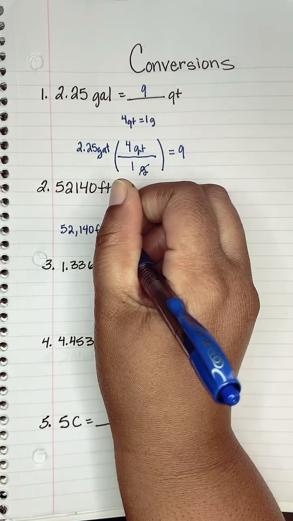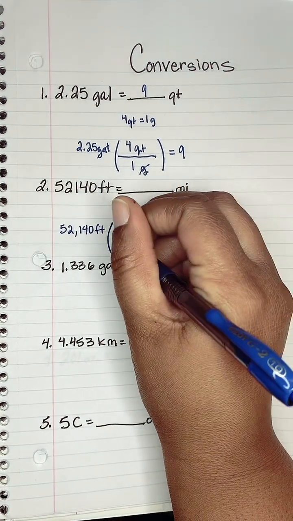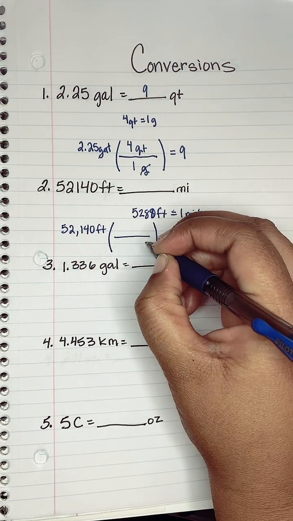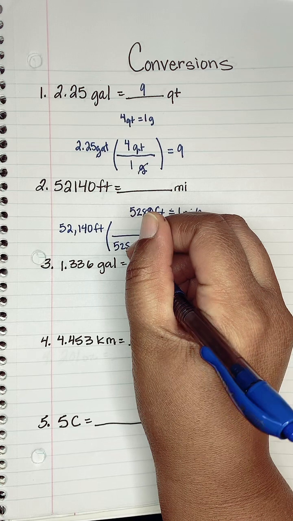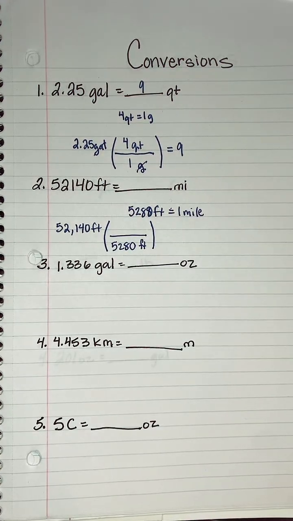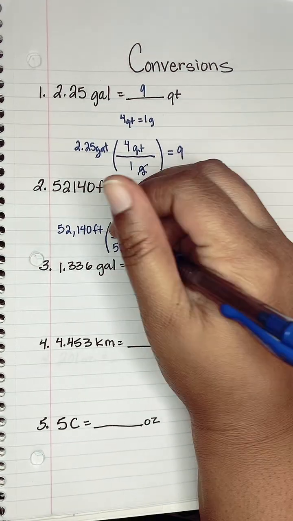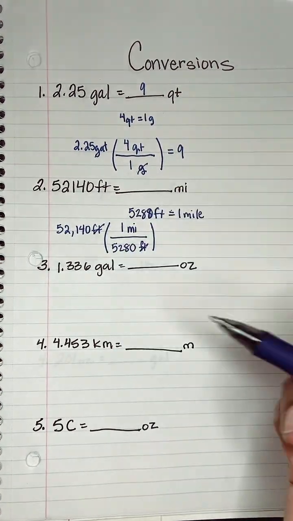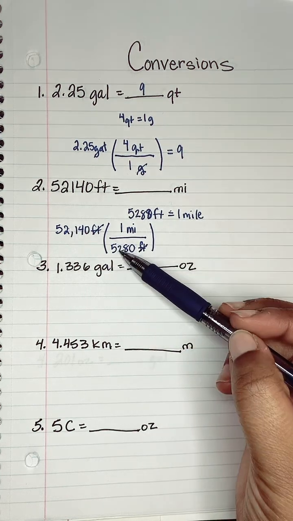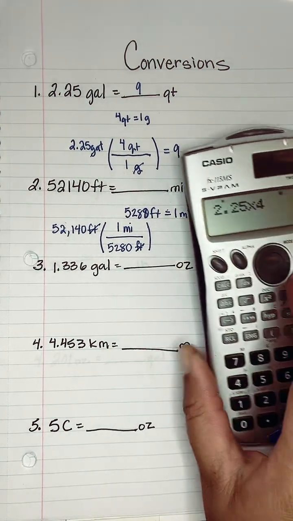So we're going to do 52,140 feet, and we want the feet to cancel. So we're going to put feet down here. That means we're going to put the 5,280 down there, and we want to end out with miles. So this and this cancel, so we know we set it up correctly. So we're dividing these two numbers.